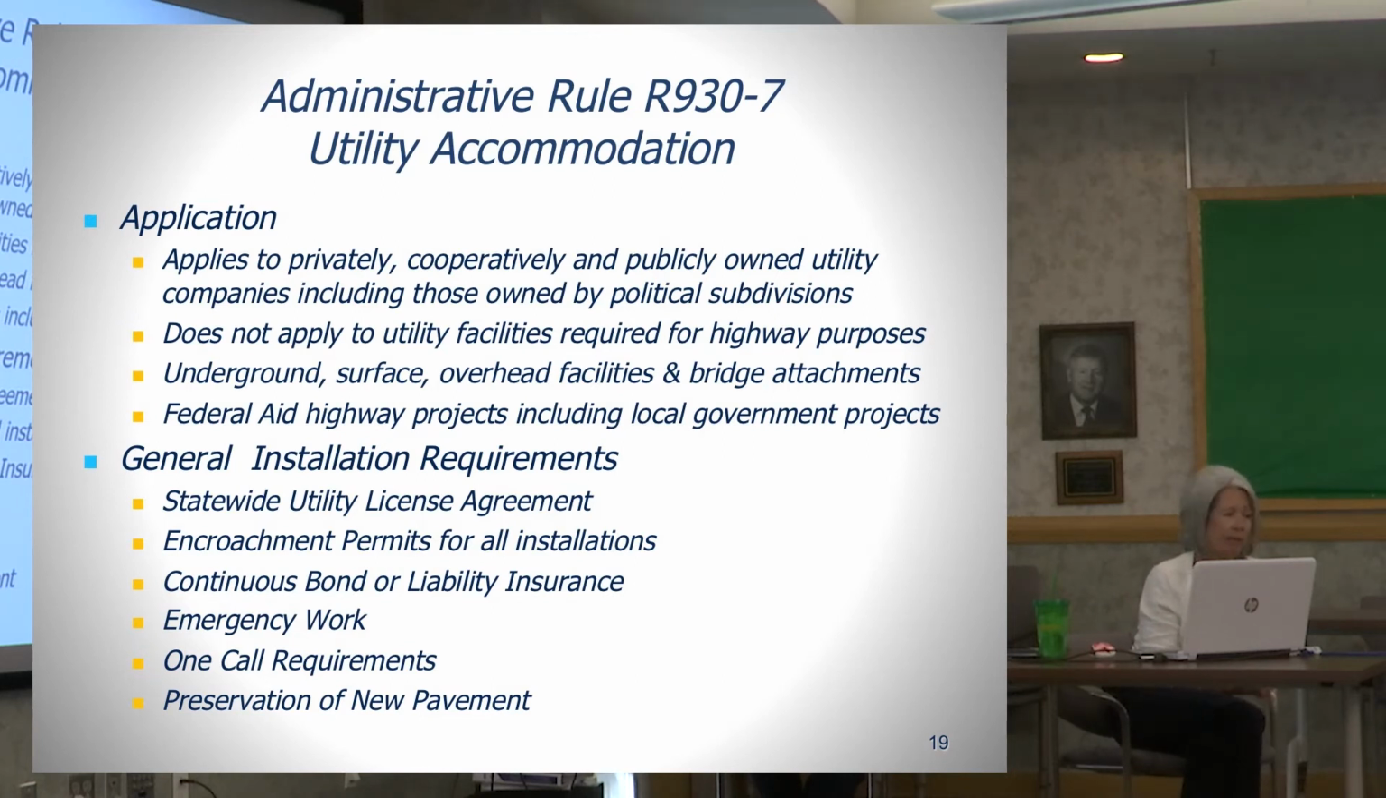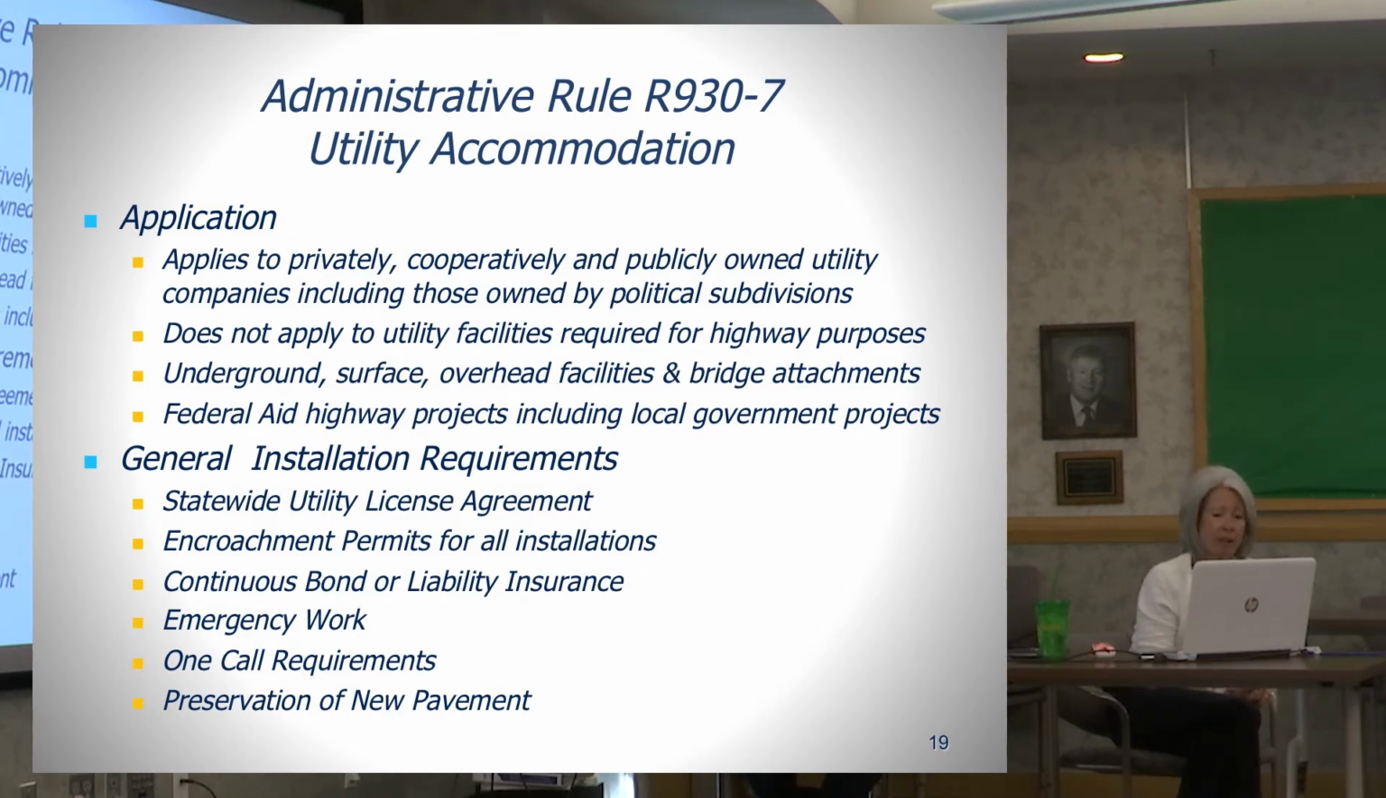General installation requirements for all utilities to be in state right-of-way include they must have a statewide utility license agreement with UDOT. Elena's office, the statewide Railroad and Utilities Director's office, manages those statewide license agreements. A company has to have a statewide license agreement before they can apply for an encroachment permit for installations or maintenance work on their facilities. They have to have the SULA, but having a SULA does not guarantee that individual permits will be issued.